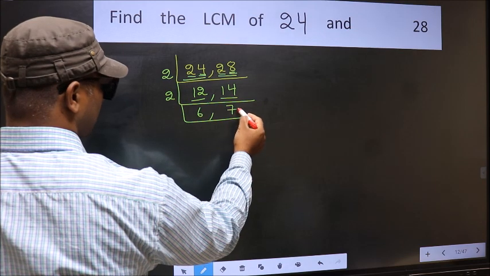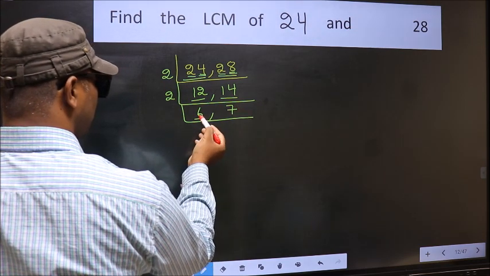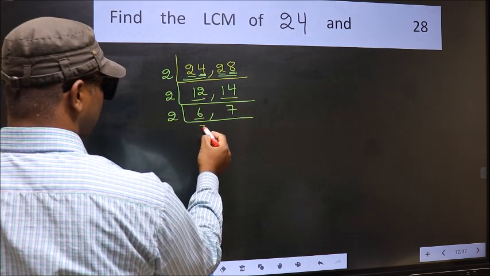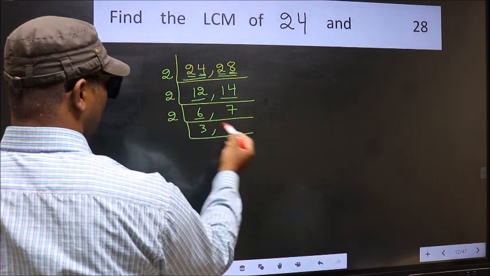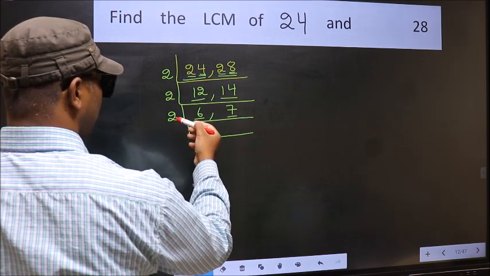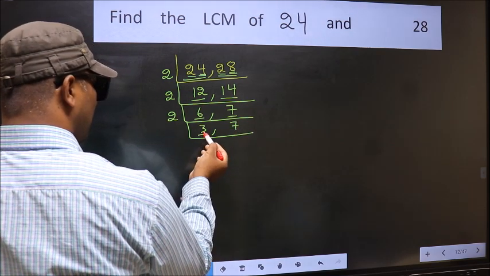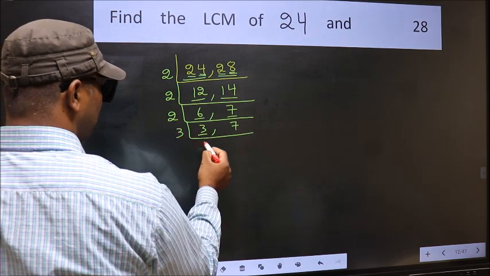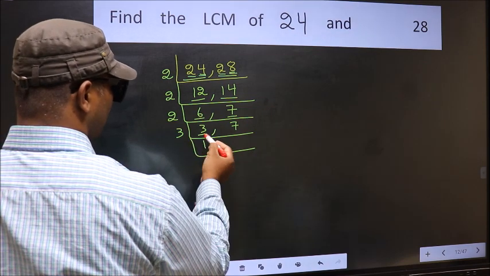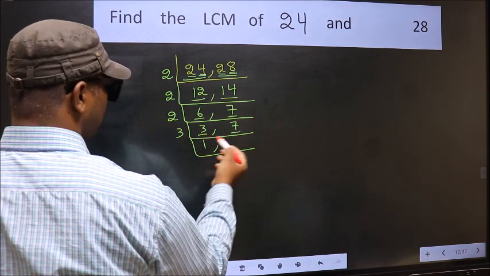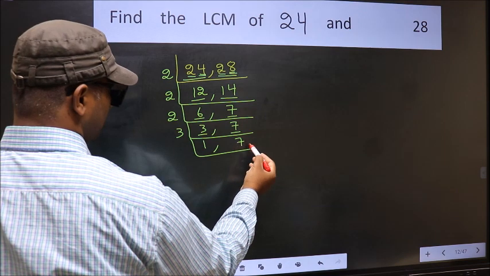2 7's 14. Now here we have 6, 6 is 2, 3, 6. The other number 7 is not divisible by 2, so we write it down as it is. Now here we have 3, 3 is a prime number, so 3 1's 3. The other number 7 is not divisible by 3, so we write it down as it is.